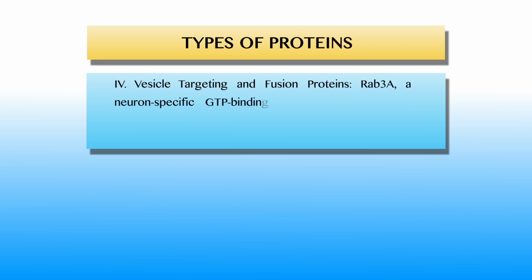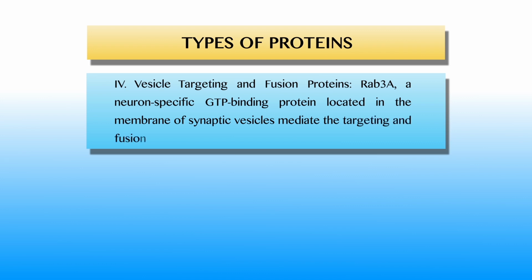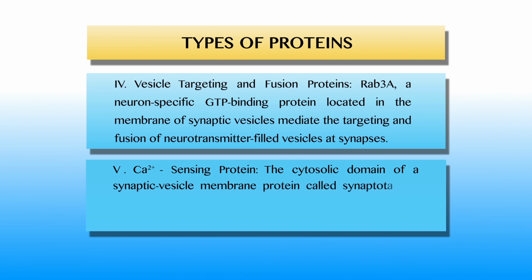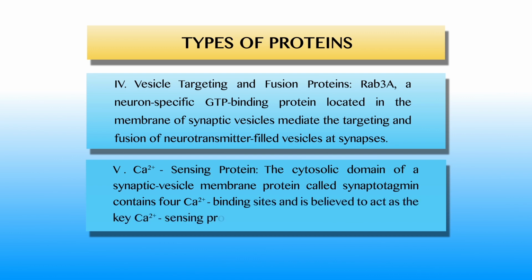The next are the vesicle targeting and fusion proteins. RAB3A, a neuron-specific GTP binding protein located in the membrane of synaptic vesicles, mediates the targeting and fusion of neurotransmitter-filled vesicles at synapses. The next is the calcium ion sensing protein. The cytosolic domain of a synaptic vesicle membrane protein called synaptotagmin contains 4 calcium ion binding sites and is believed to act as the key calcium ion sensing protein that triggers vesicle exocytosis.